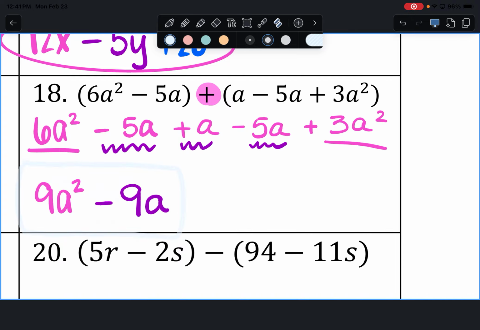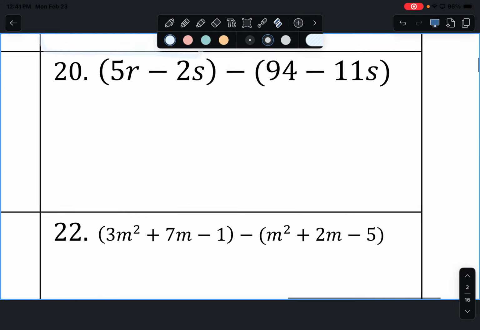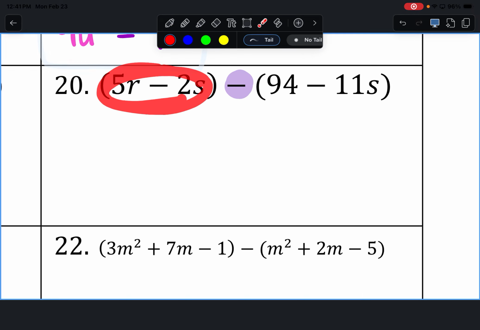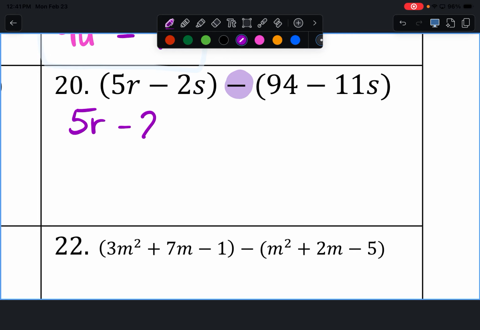Now, we're going to look at questions 20, 22, and 24 as well. So for question 20, am I adding or subtracting? Subtracting. Now, will this first polynomial do anything different? No. We just bring it down. So 5r minus 2s. From here, will my signs change? Yes. Because a negative and a positive is negative, and a negative and a negative is positive.